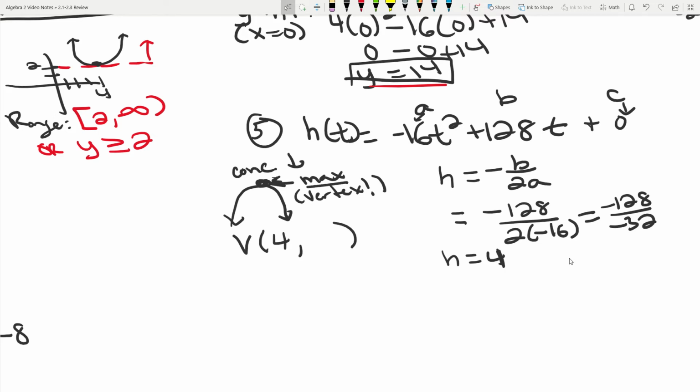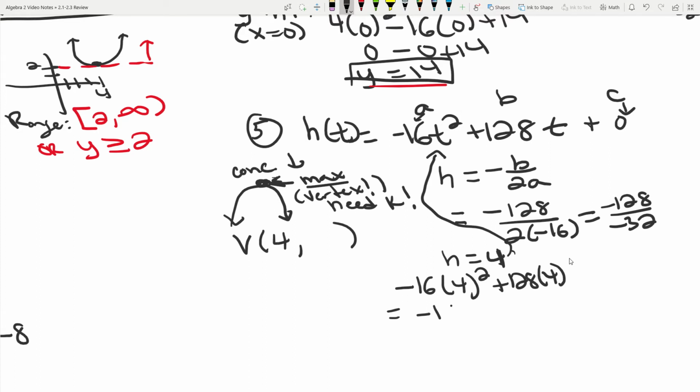Now they want the maximum. The maximum is the y coordinate. So we want the y coordinate of the vertex. So we need k. Okay. So in order to get k, we're going to plug this 4 into the original. Okay. So we get negative 16 times 4 squared plus 128 times 4.